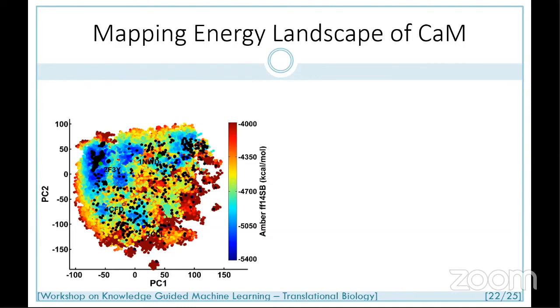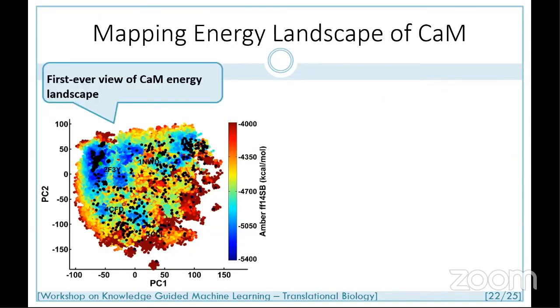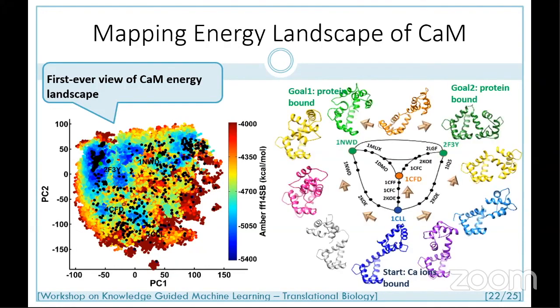The black dots are known experimental structures, and all the other ones are new structures generated by the algorithm. So I have really a global view of the landscape of this specific protein known as calmodulin, and I can even put a graph representation of this landscape and answer very interesting questions about how much time it takes to switch from one dot to another dot, from one structure to another structure.